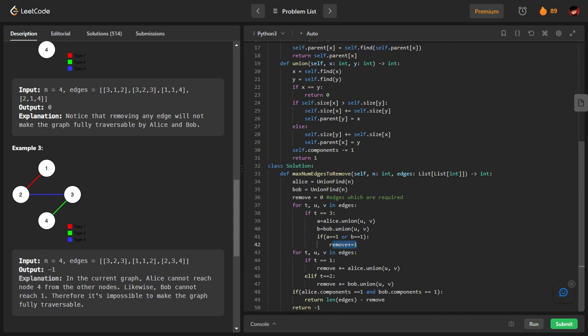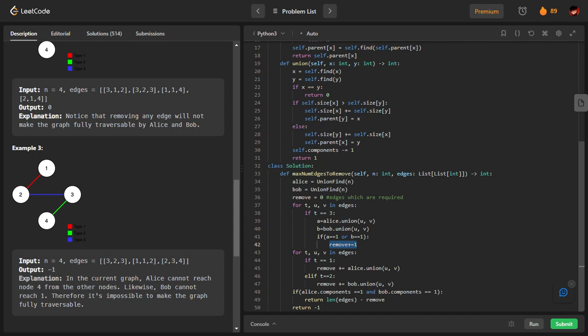It may not be a mandatory one for Alice, but it may be a mandatory one for Bob. So if it is mandatory for any one of them, A equal to 1 means it's mandatory for Alice, B equal to 1 means it's mandatory for Bob. If it is 1 for any one of them, count it as a mandatory edge. This is the count for mandatory edges which are a must.